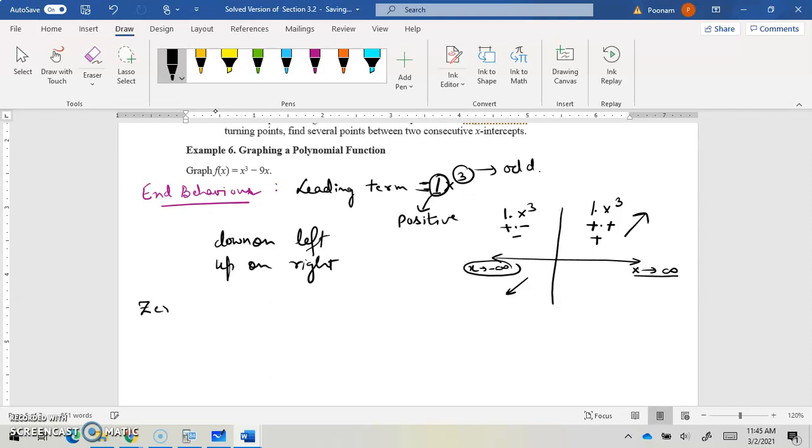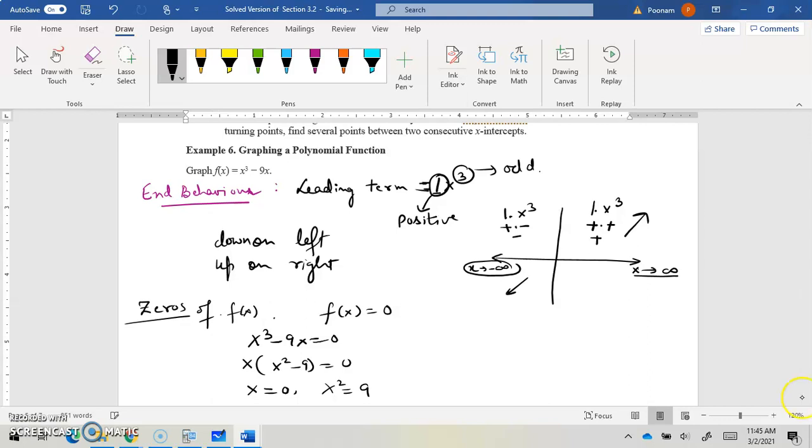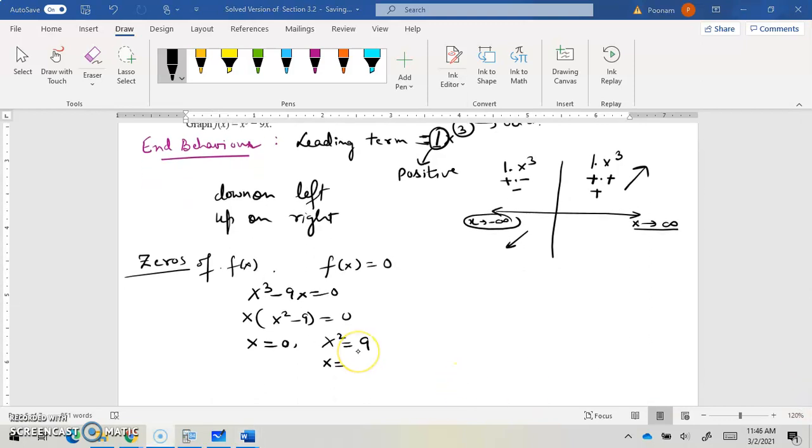Next, let's find zeros of your polynomial function. How do you find zeros? You write f of x is equal to 0. That means x cubed minus 9x is equal to 0. We factor it. X factored out. X squared minus 9 is equal to 0. So we have zeros: x is equal to 0, or x squared is equal to 9. So x is equal to 0 is one zero, and the other is x is equal to plus or minus 3.